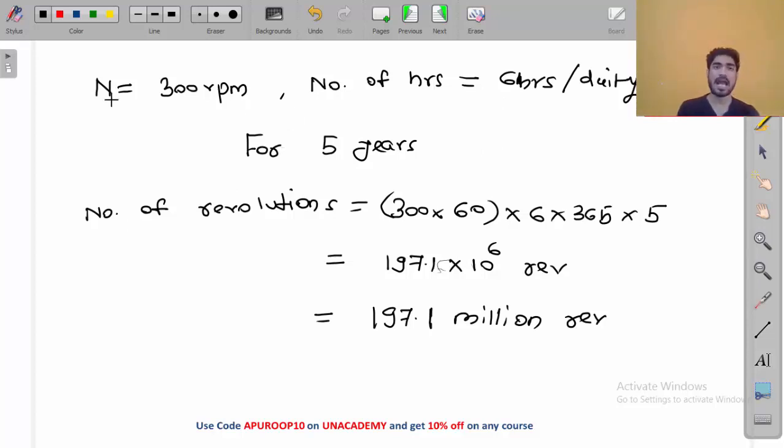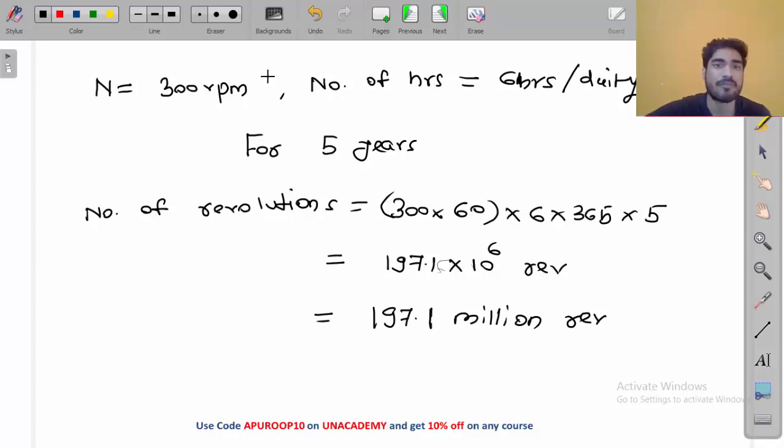Okay. So I am designing the bearing for my shaft, which is rotating at 300 RPM, 6 hours every day for 5 years. So for 5 years, what will be the total number of revolutions? 197.1 million revolutions. So when I buy the bearing for this shaft, at least the life should be 197.1. Let's say the life of the bearing is 200 million revolutions. Then it is suitable for my shaft.